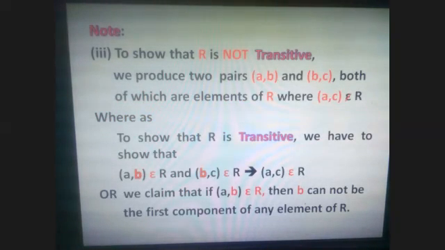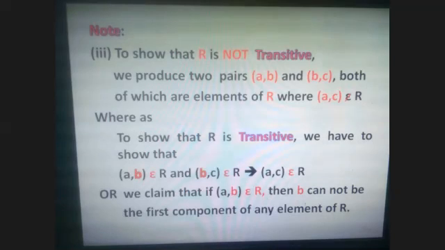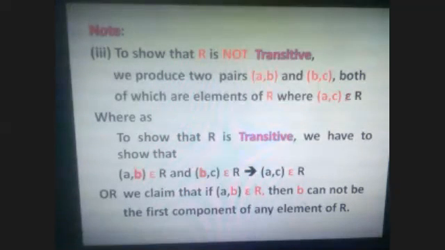Remember something more important here. We can also claim that it is transitive this way: if (a, b) is a member of R, meaning a is related to b, then b cannot be related to any other member. Or, if (a, b) is a member of R, then b cannot be the first component of any element of R. If you can show that, then the transitivity is not violated. Remember, when the transitivity is not violated, it is transitive. It is not transitive only when the transitivity is violated.